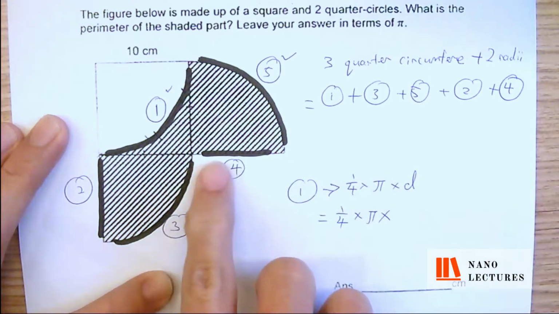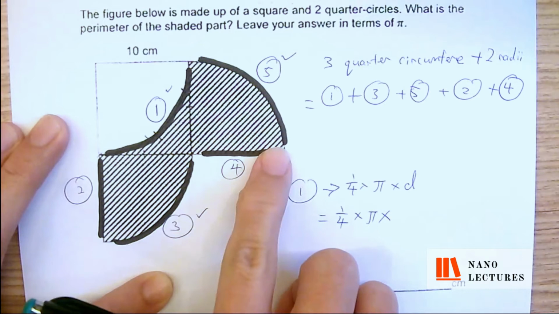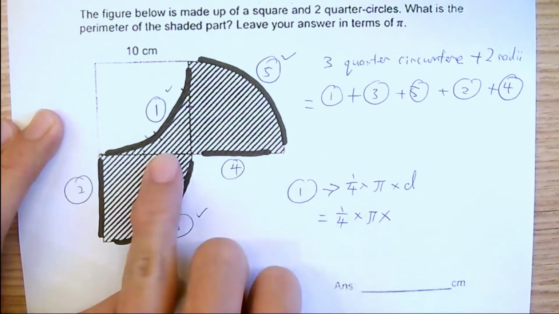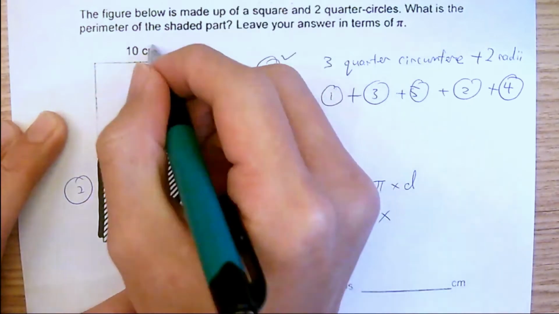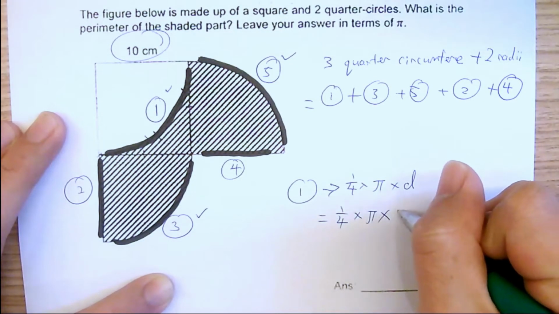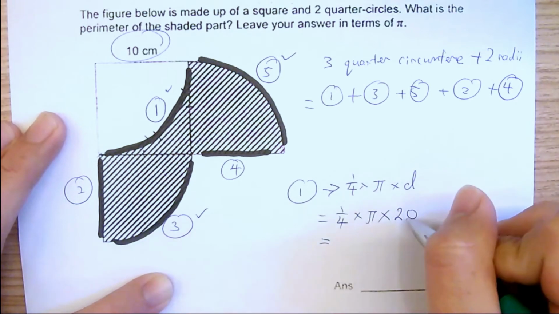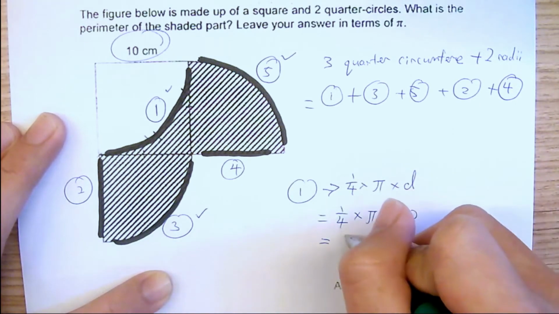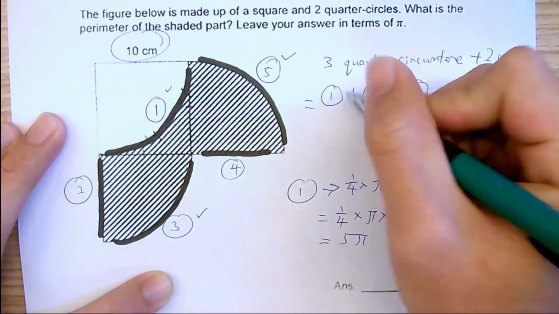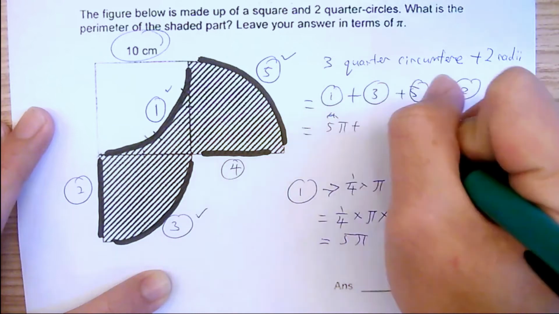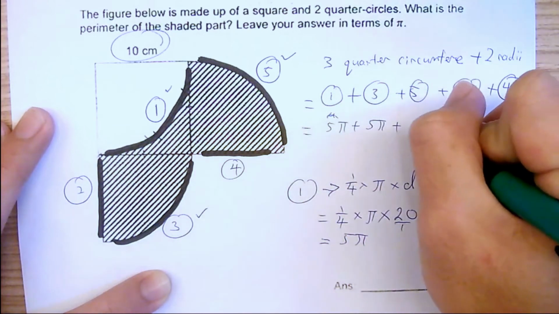What is the diameter? This is the radius of a quadrant. Therefore, your diameter will be 2 times this. So they already gave your radius to be 10 cm. So your diameter will be 2 times 10, giving us 20. Just go and get this figured out. This will be 5 pi. So each of them will be 5 pi, plus 5 pi, plus 5 pi.